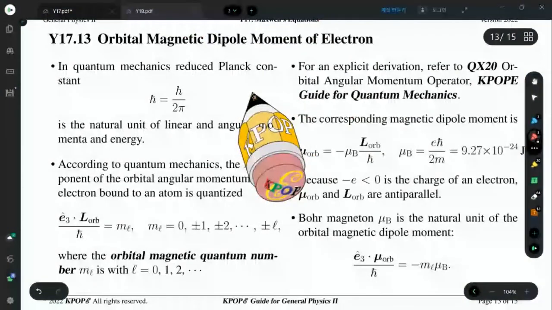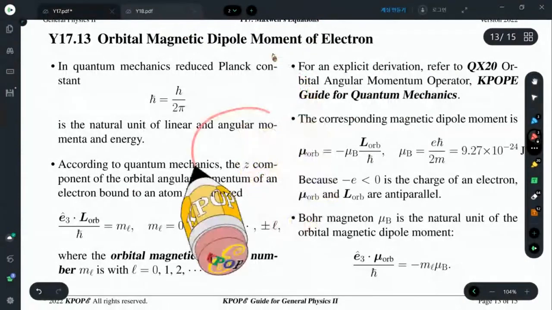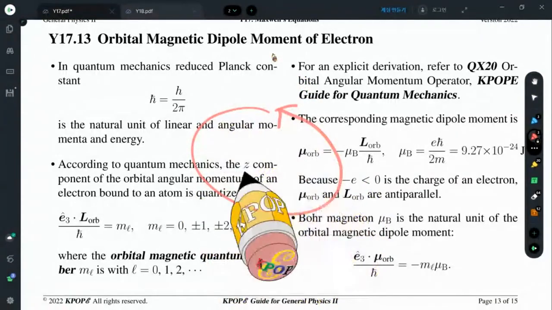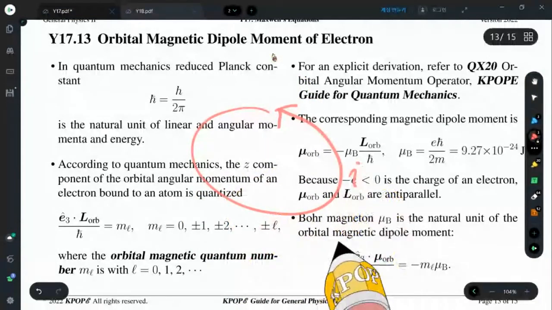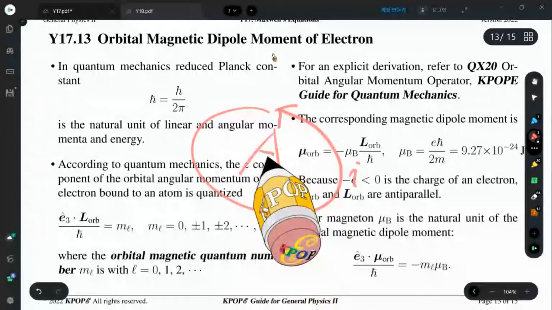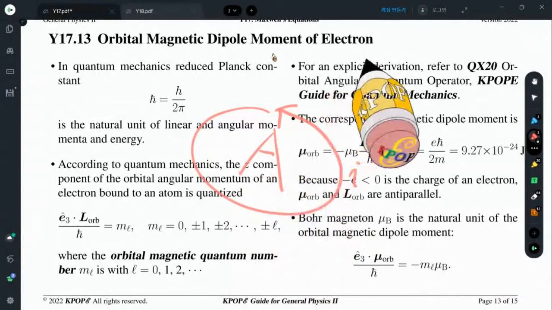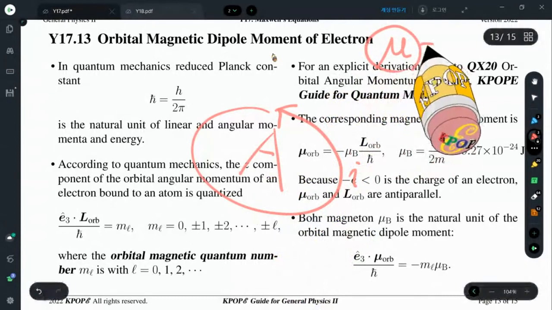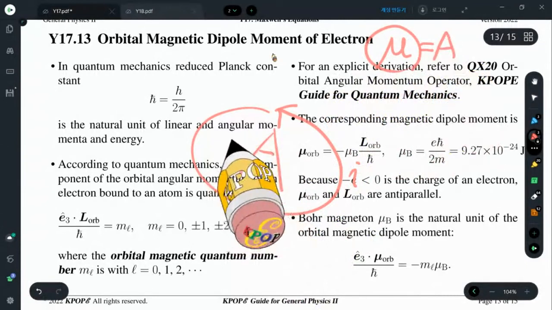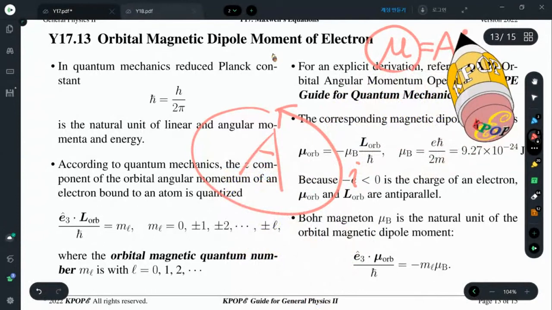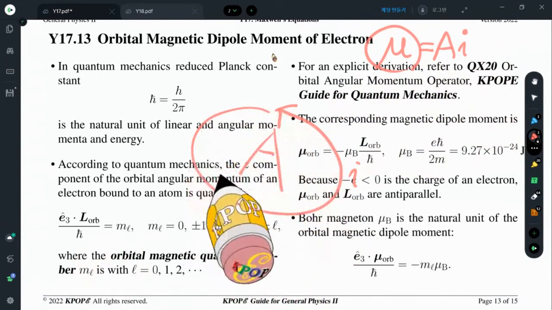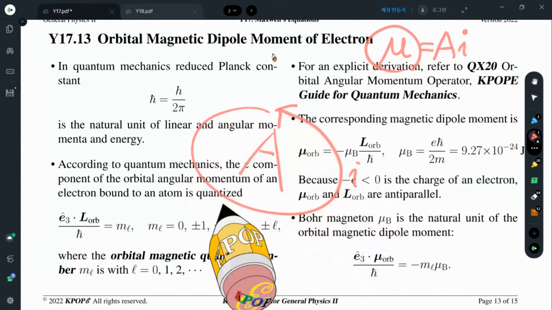Orbital magnetic dipole moment of an electron: when an electron travels along an orbital motion, it creates a current, and there should be a cross-sectional area. In that case, you will find the magnetic dipole moment. That magnetic dipole moment is the cross-sectional area multiplied by the current. In this way, we can estimate the size of the dipole moment of an electron.